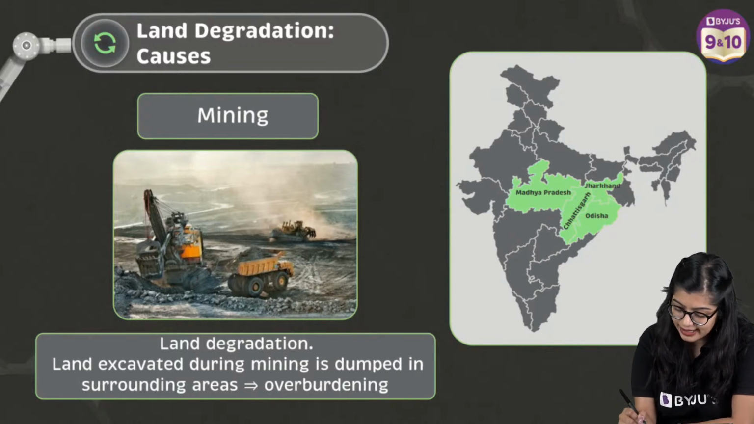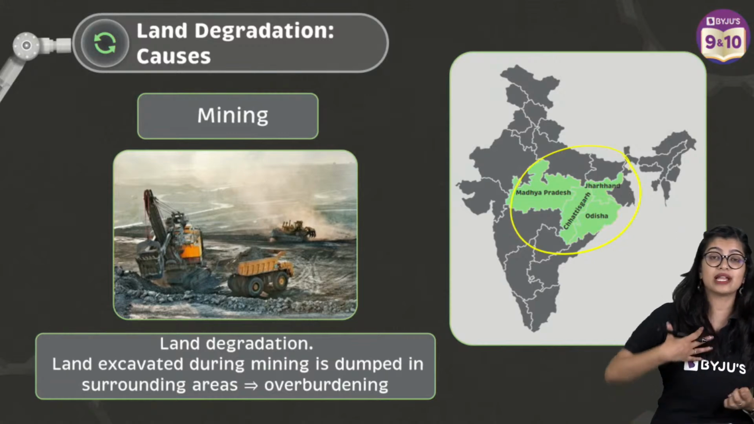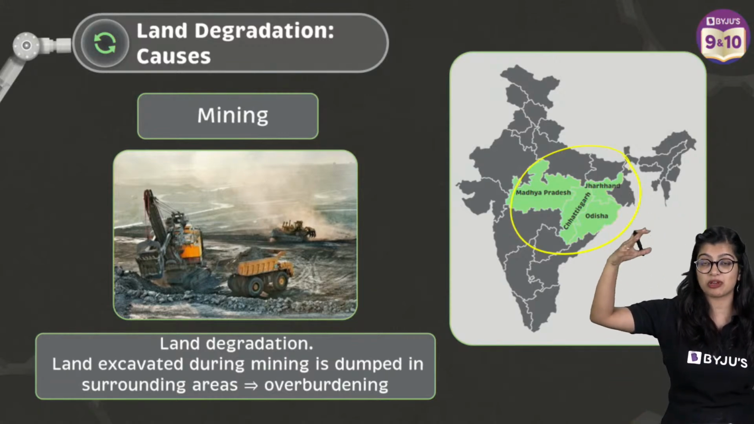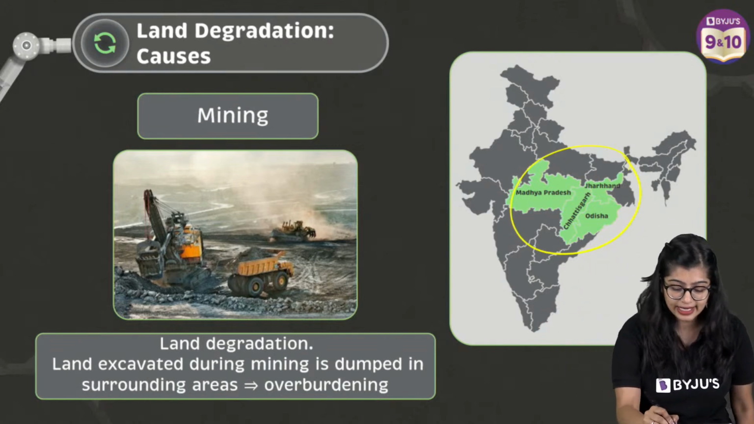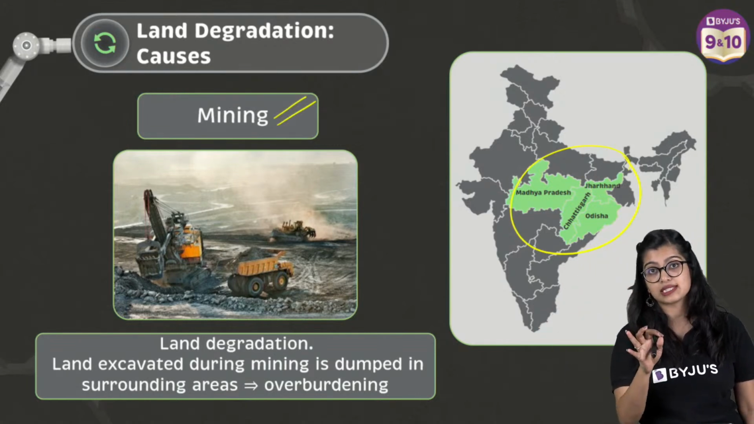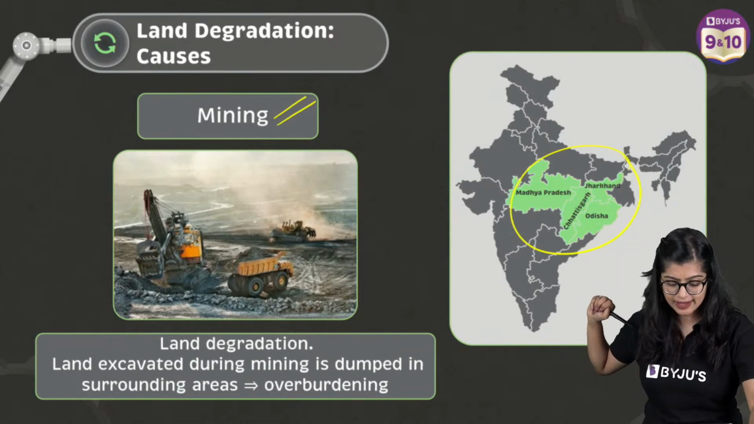Which is why in states like Jharkhand, Odisha, Madhya Pradesh, and Chhattisgarh, where there is a lot of mining involved, especially for iron ore and various other resources, we see that mining is one of the primary causes of land degradation, right?